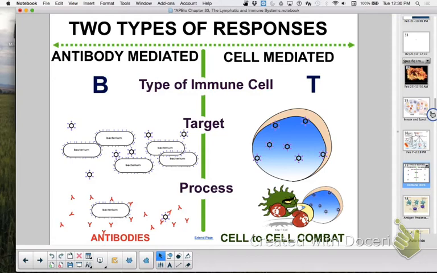And then T cells, they take care of our own cells that have gone bad, like if they're cancer cells, then they'll wipe them out. And they will also wipe out our own cells that have been infected, our own body cells. So now, Ori, ask your question.